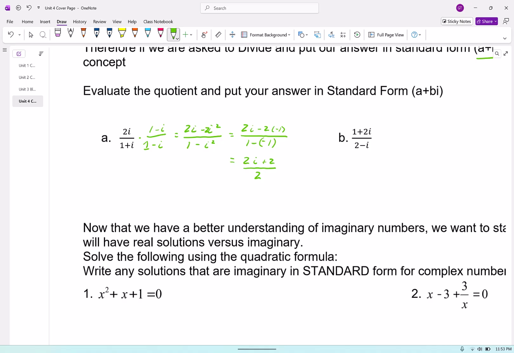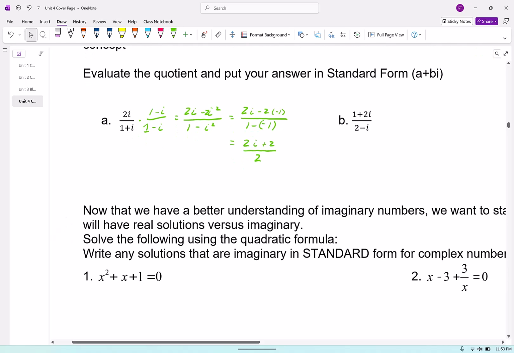Okay, so I'm close, but not quite there. I can divide each part by 2, and so I end up getting 1 plus i, because this becomes 2i over 2 plus 2 over 2. I just rearranged it to have the proper form. So 1 plus i is my actual final answer to this.